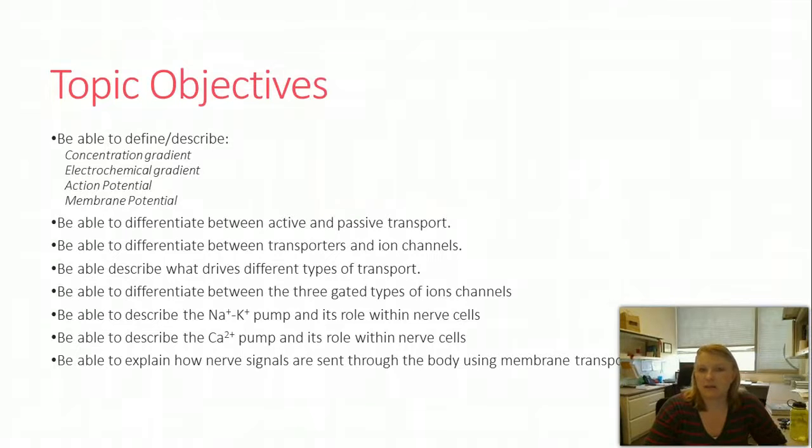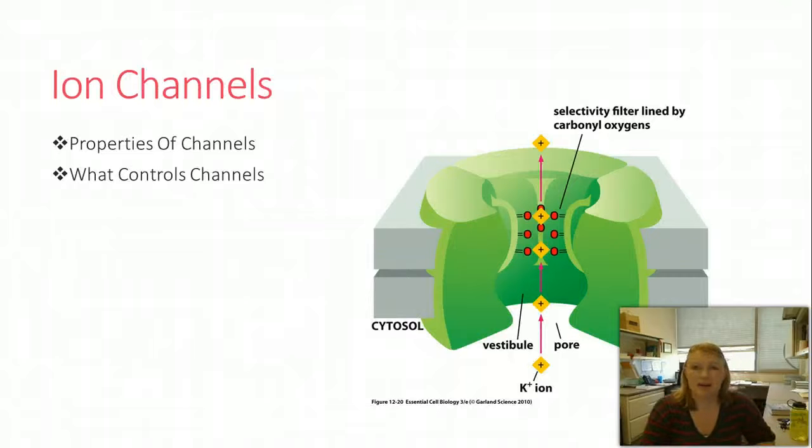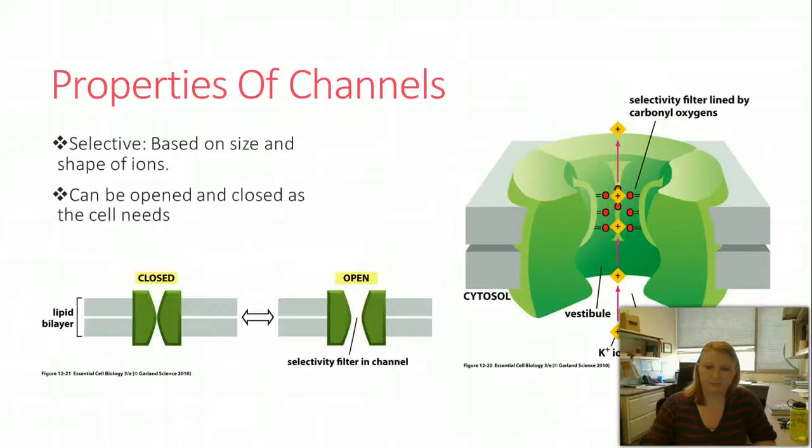Here are your objectives for this topic. Some of them overlap a little bit with the last topic, but it's important to understand how this topic and the last topic compare to each other and how they work together. So let's first talk about ion channels. We're going to talk about what the properties of ion channels are and how they're controlled.